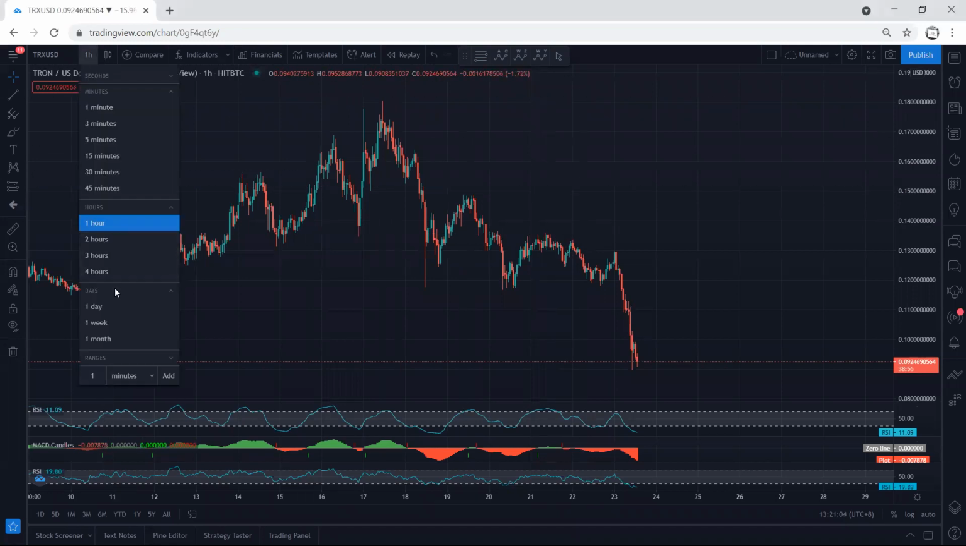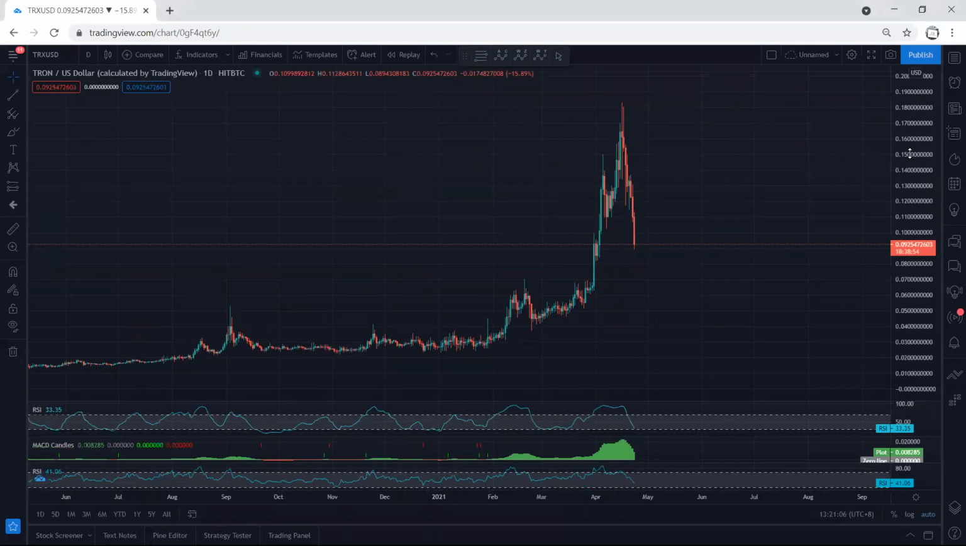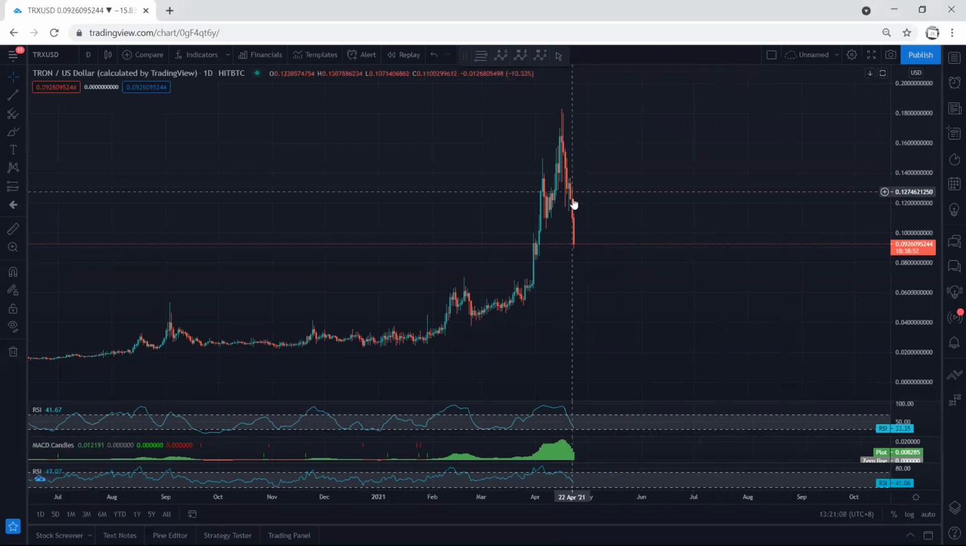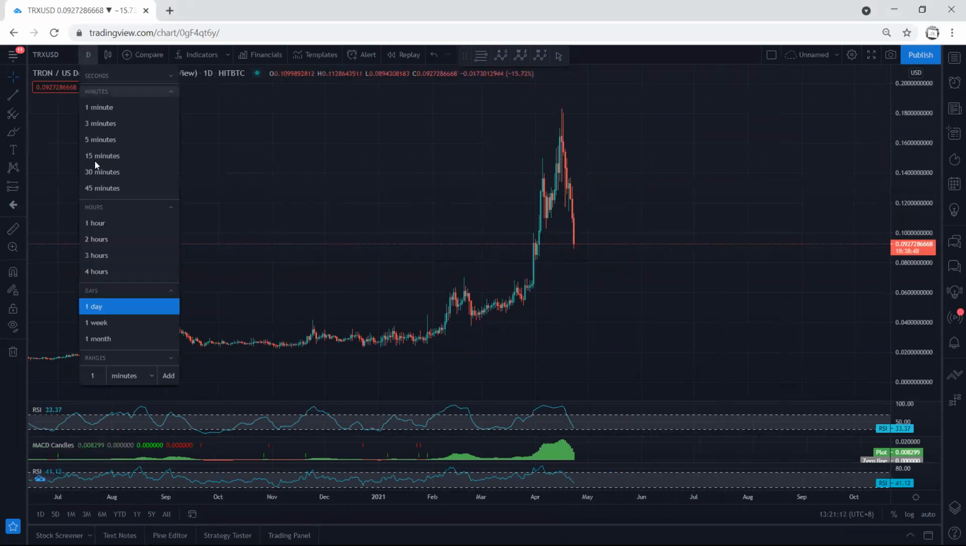Okay. Anyway, we start with higher time frame. We start with daily chart, and the only thing is we can see the price, the weekly drop was really sharp, and we have nothing to discuss.